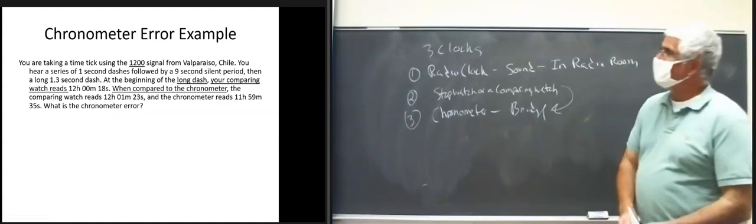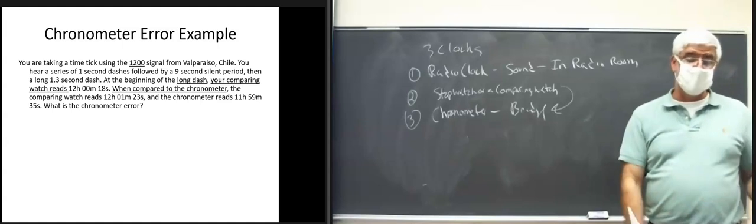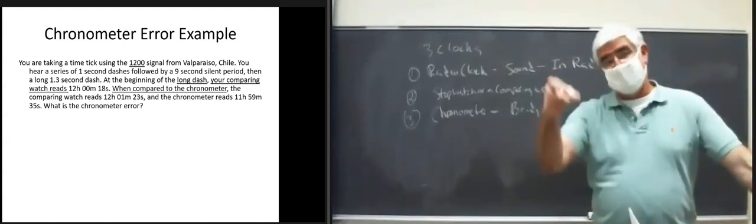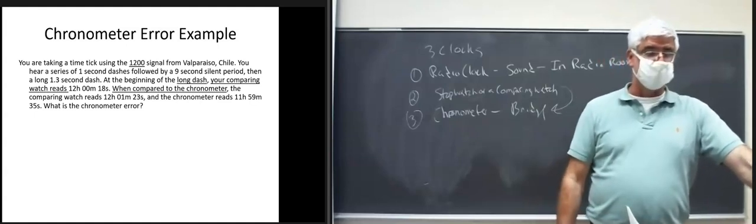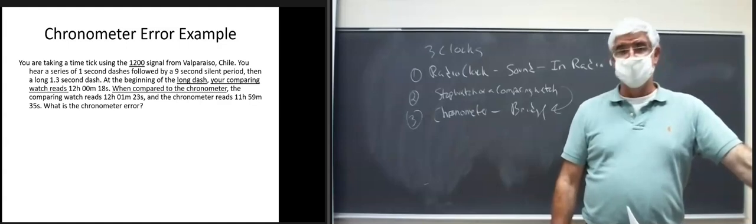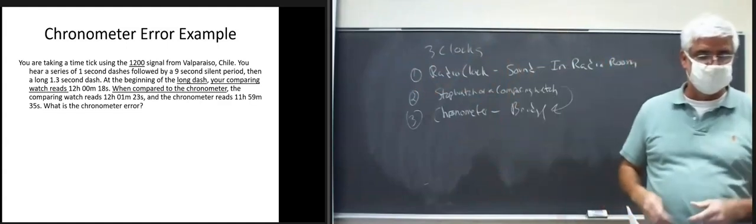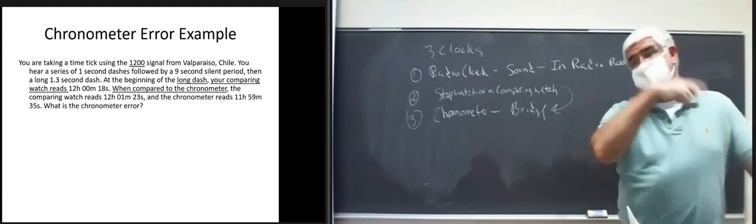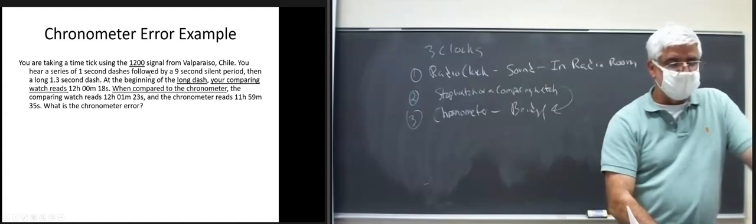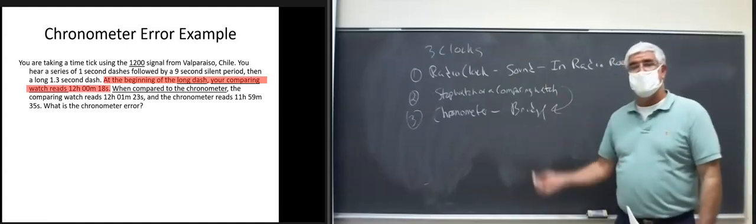Ready? We're going to do this problem. Well, we're almost already done with this. You are taking a time tick using the 12 o'clock signal from Valparaiso. That means that at the tone, the time will be 1200 hours Coordinated Universal Time. They'll tell you just before they beep what the time is going to be. So in the recording, it would say at the tone, the time will be noon, 1200 Universal. And by the way, it's GMT. You hear a series of 1 second dashes followed by a 9 second silent period, then a long 1.3 second dash. At the beginning of the dash, your comparing watch reads 12:08.